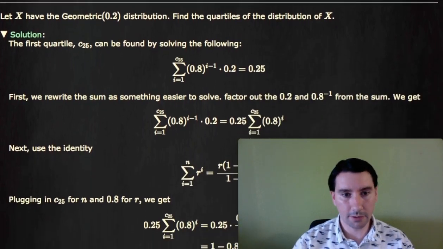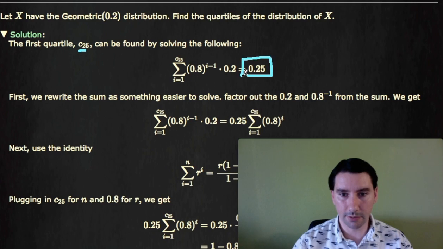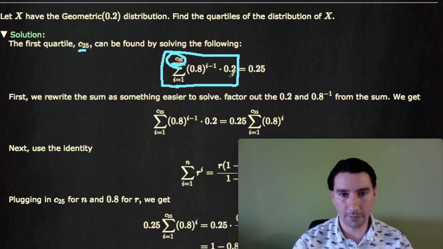Next, we'll look at the geometric distribution with parameter 0.2. We want to find the quartiles of the distribution x. So the first quartile, or C25, which is for 25%, can be found by following the sum from 1 to C25 of 0.8 to the i minus 1 times 0.2 equals 0.25. So this 0.25 is the 25%. And we add up the PMF from 1 to some number C25 that we need to solve for until we get 25%.